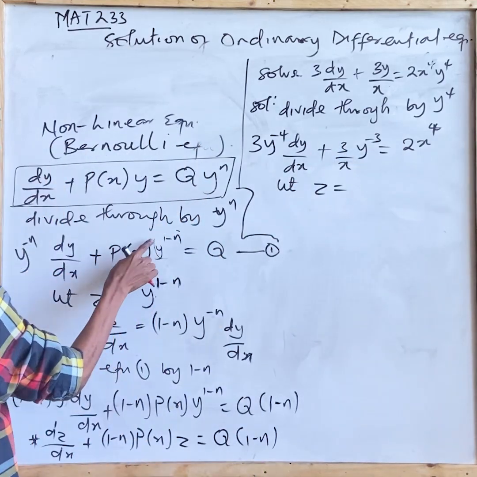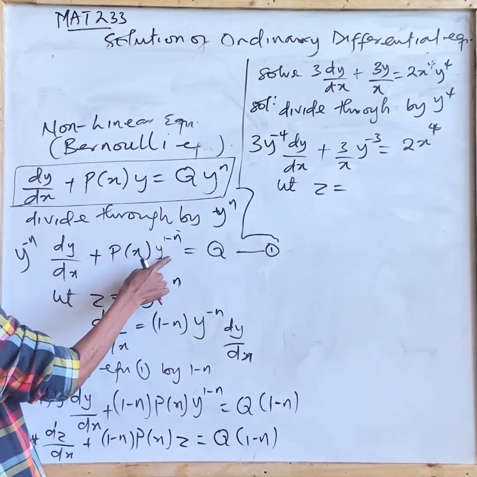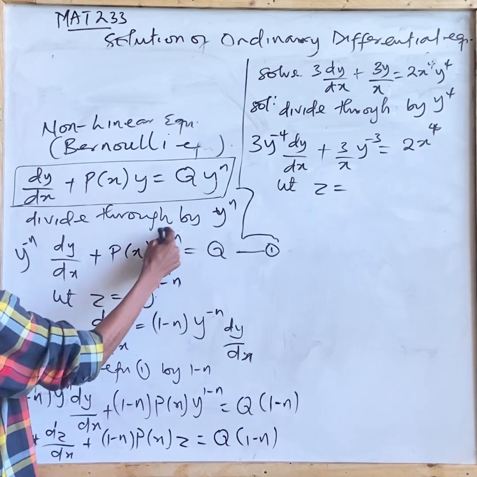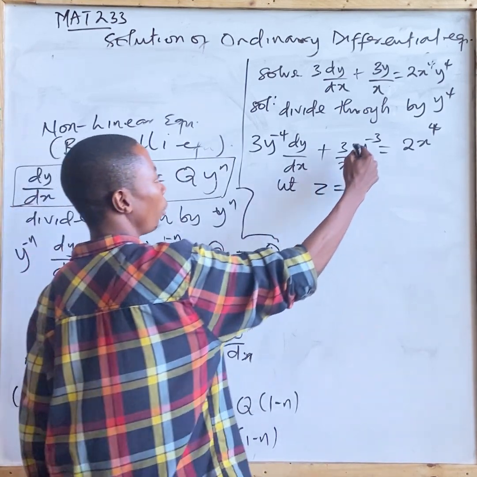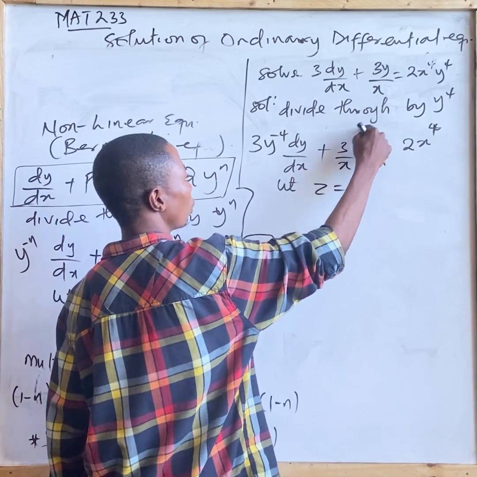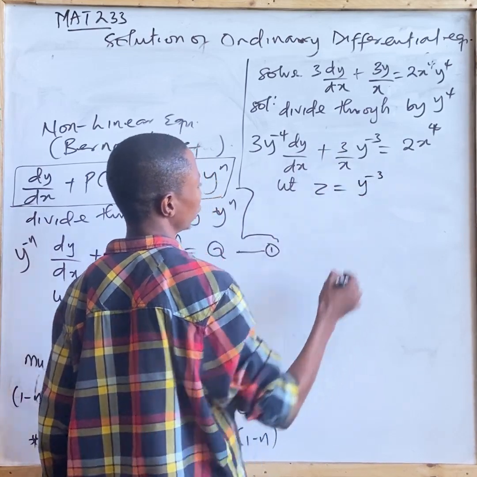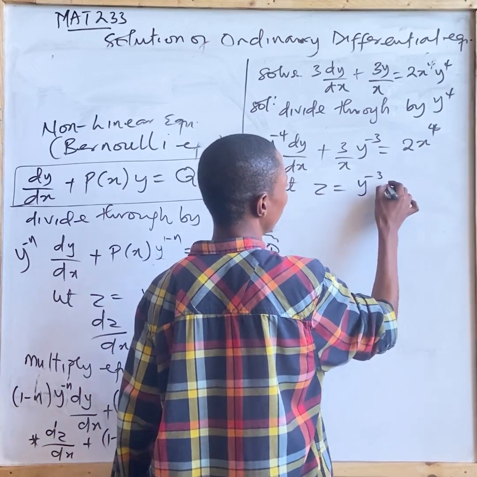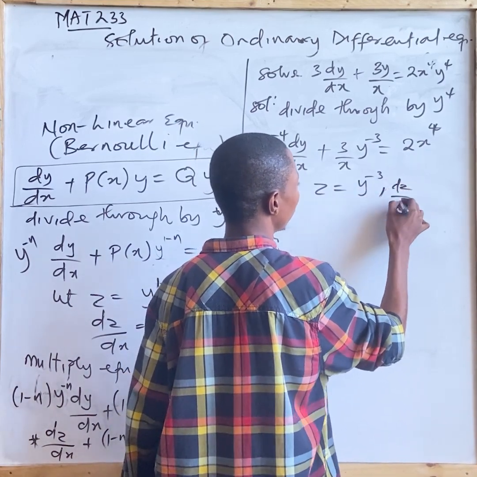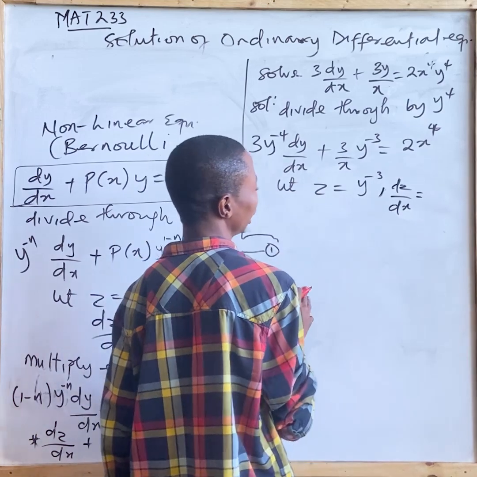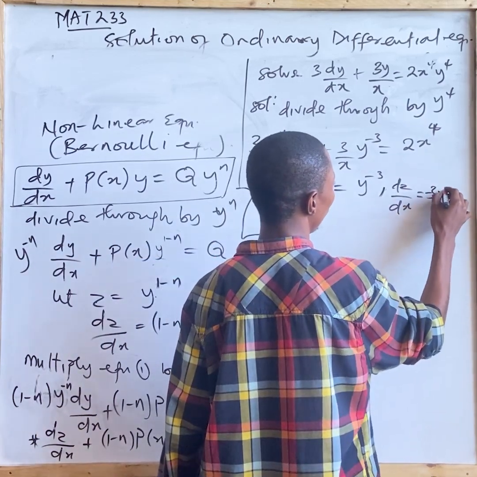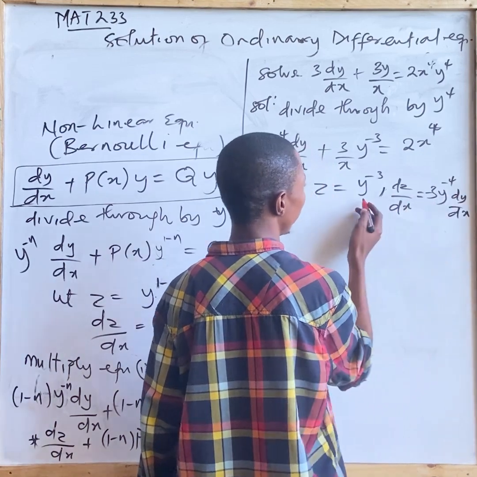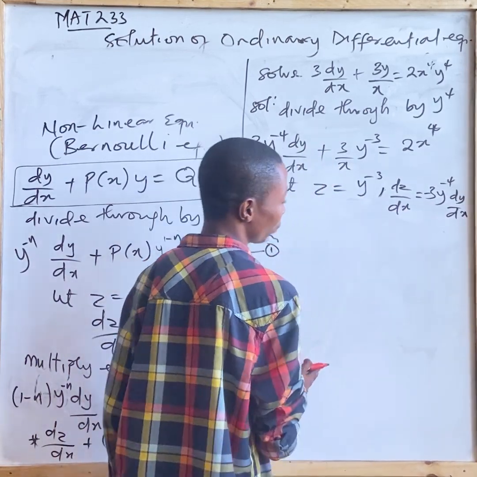From here now, after I've gotten to this end, y raised to 1 minus n, I now assume that z equals this y raised to 1 minus n. So I'll assume that let z equal y^-3. That is, if I differentiate both sides, dz/dx, if I differentiate y^-3, that will be minus 3y^-4 dy/dx. Why I'm putting dy/dx is because I'm differentiating an implicit function.